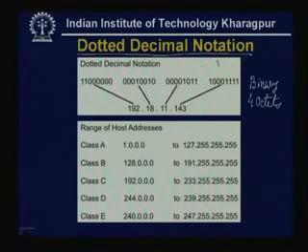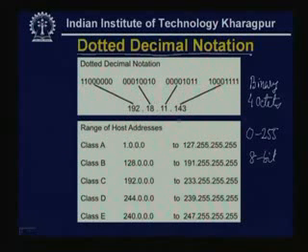In dotted decimal notation, each octet consists of 8 bits, and these 8 bits are represented in decimal form instead of binary. So the range of numbers in each field varies from 0 to 255, which can be represented by 8 bits. By using 4 octets with their decimal values, each separated by a dot, this is known as dotted decimal notation.